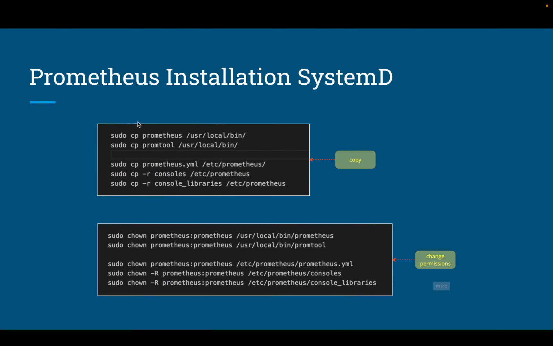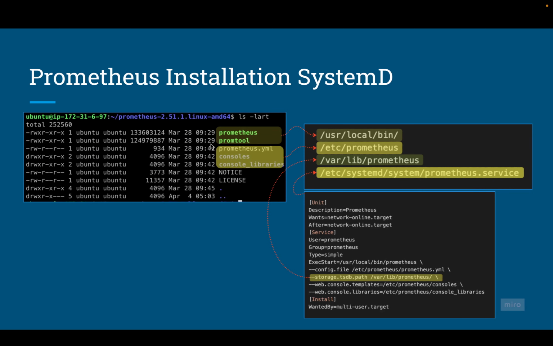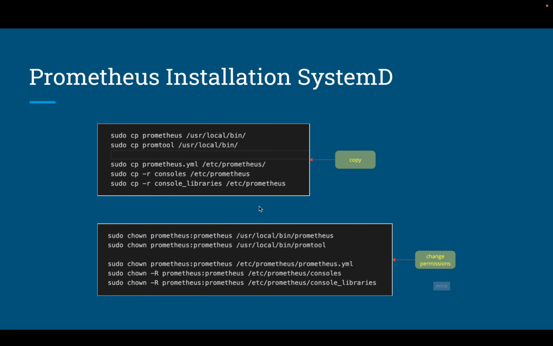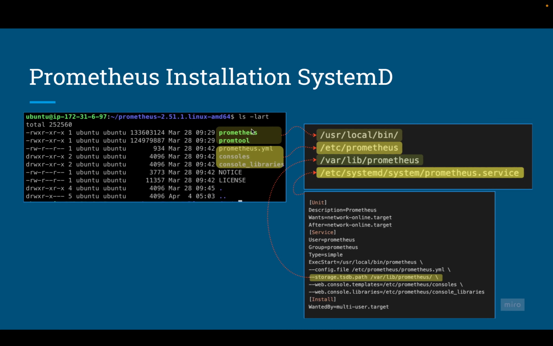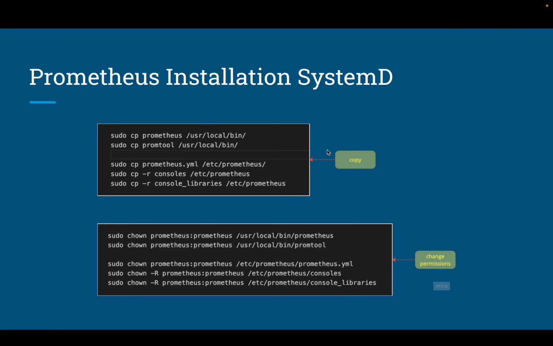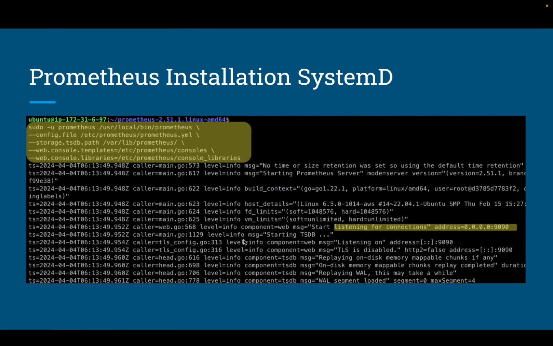We are using cp commands to move these 5 files under these 2 directories. We also want to change the ownership of those 5 things after moving them, such that only Prometheus has the access to read, write and execute all of them. So we are changing the ownership of those 5 files to the Prometheus group and Prometheus user. Now we have all the files in the proper directories.